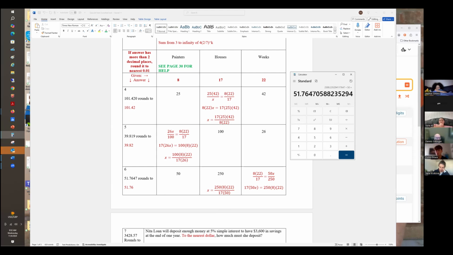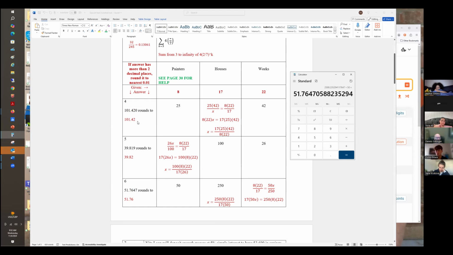Now, some folks were still telling me they rounded this first one to 102, because you can't really have fractions here, decimals. They decided to round it off. It says if answer has more than 2 decimal places, round it to the nearest 0.01. And the fact that you can't have 0.82. Some people put 40. They said, no, I got to round it to 40 because you can't have 0.82 people.